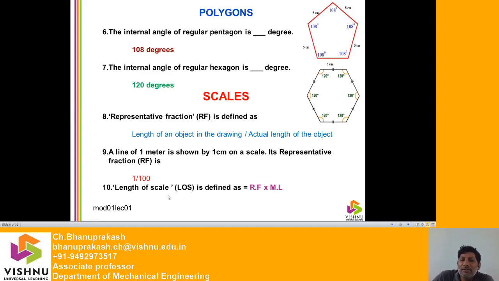The next one is the length of the scale. How can we calculate it? The length of the scale equals the representative fraction into the maximum length, which will be given in the problem. In this way, we can calculate the length of the scale for a particular problem.